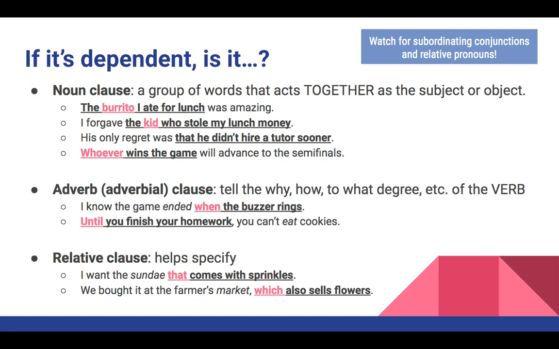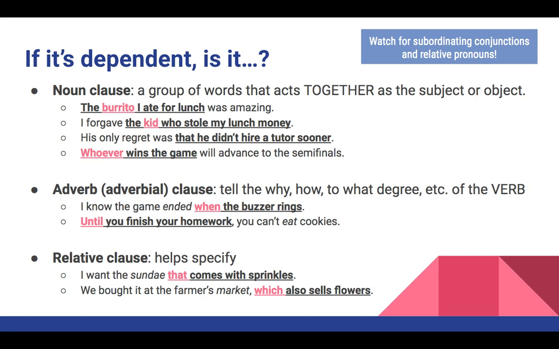When the buzzer rings, okay? You can't eat cookies. Why? Until you finish your homework. That's telling us why you can't eat, the action of eating. Okay? And a relative clause just basically helps us specify more information about the noun that usually comes before it.